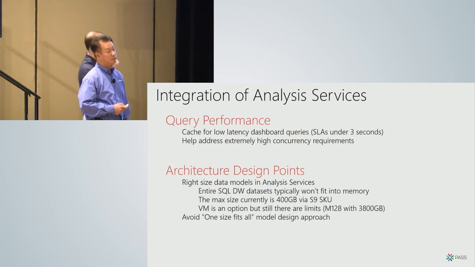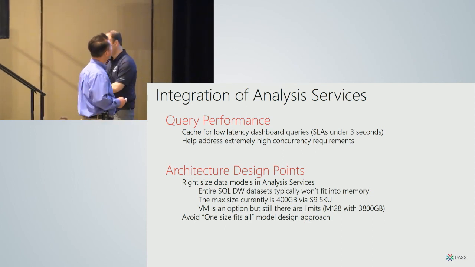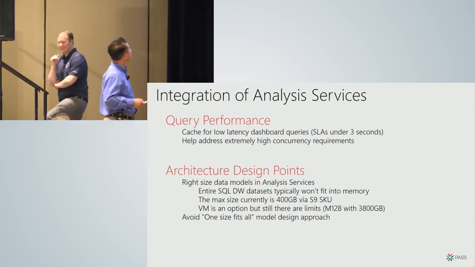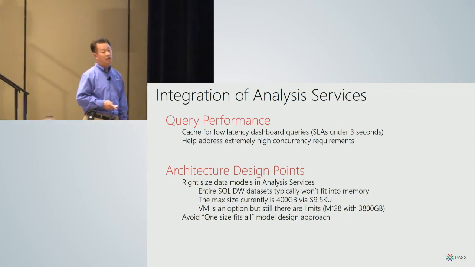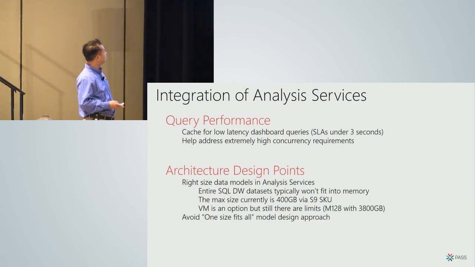Yeah. So we're going to talk quickly about Analysis Services, right? The recommendation is to use Analysis Services when you're looking for cache with high concurrency performance. Again, the SLA is 3 seconds. And then the architecture design point is that you want to make sure you have the right size, right? Typically you have an enterprise customer that says, well, I have a large amount of data, I don't really know what my usage is. But it won't work that way, right?